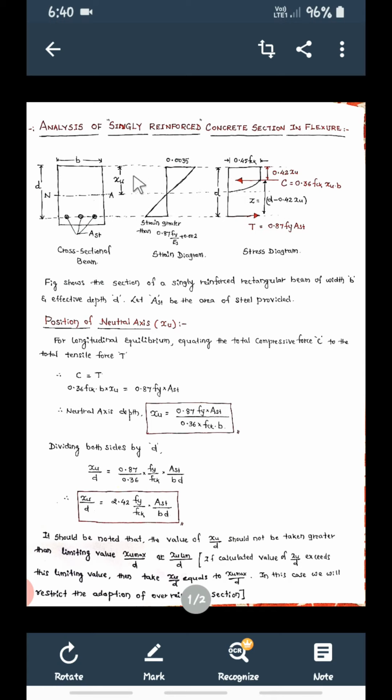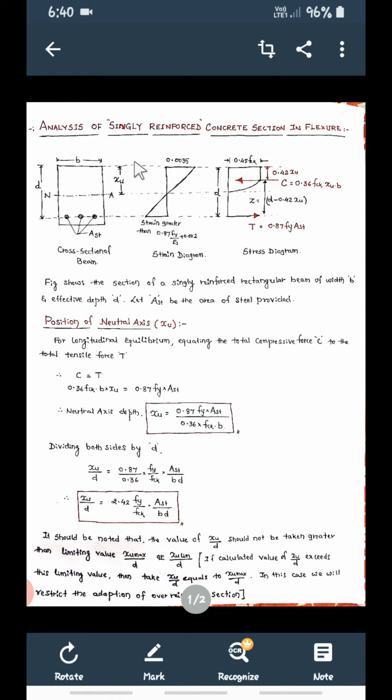So what do we mean by singly reinforced? Singly reinforced means the beam section in which the steel bars are provided only at the tension zone. Such beams are considered singly reinforced. Singly means only one side.